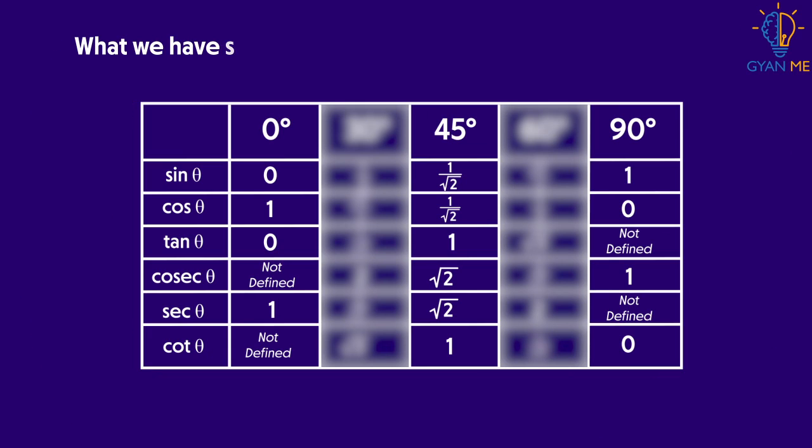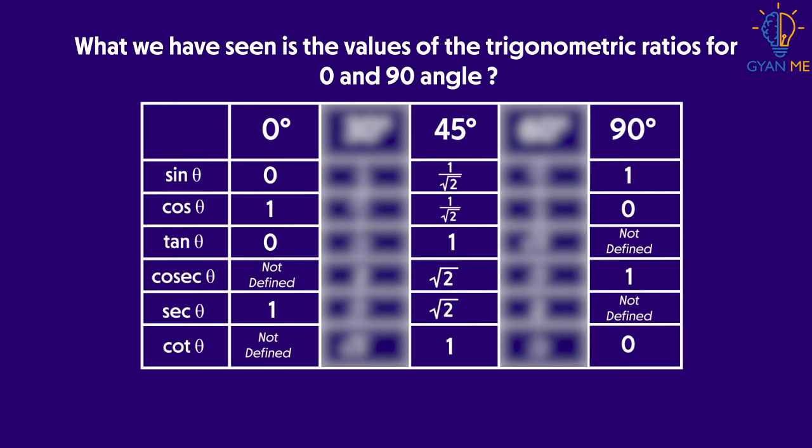So what we have seen is the values of trigonometric ratios for 0 and 90. In the next video, we will see them for 30 and 60.